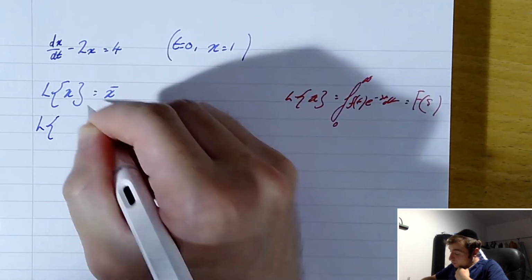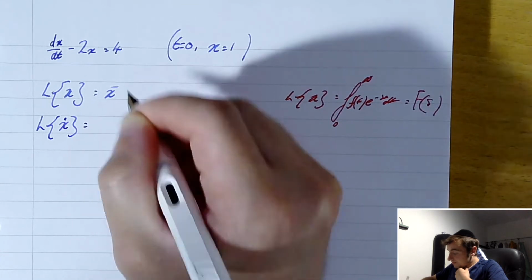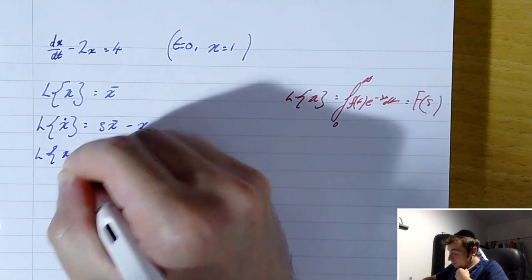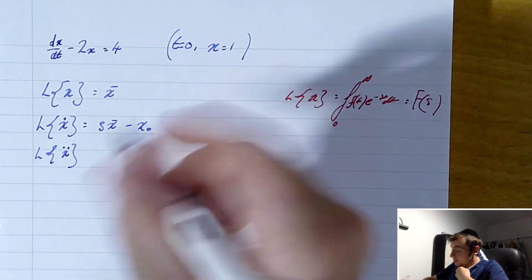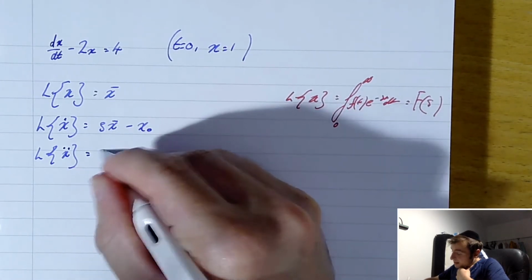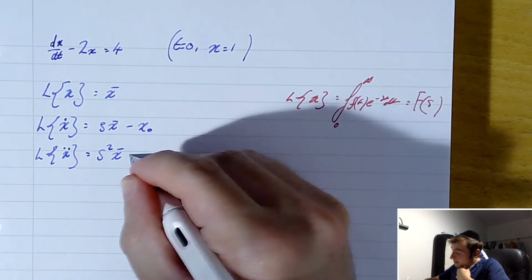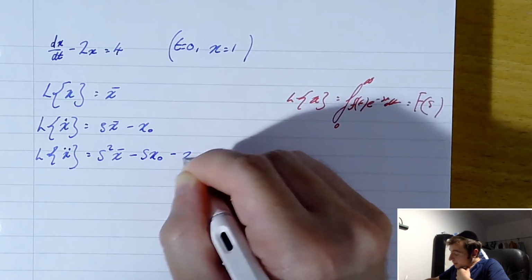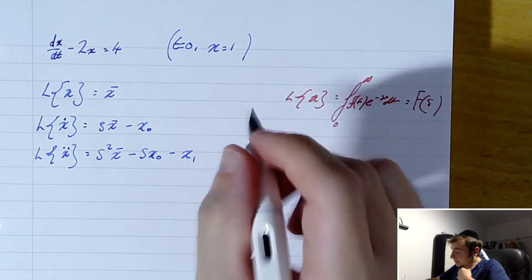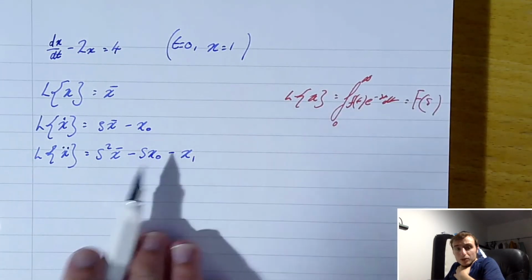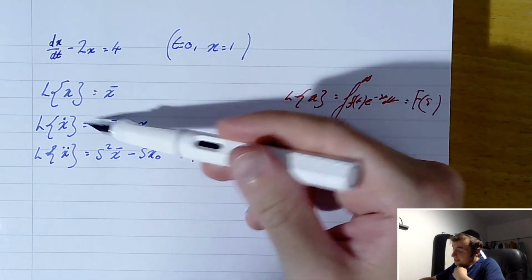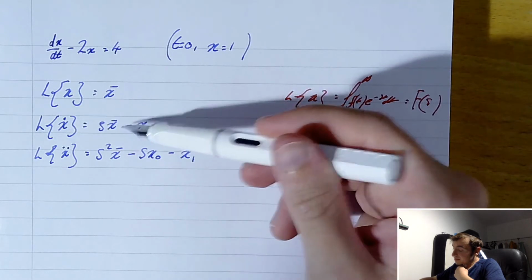The Laplace transform of the first derivative is going to be x bar minus x naught. The Laplace transform of x double dot, that's the second derivative, which is actually not needed for this, but let's do it anyway, is going to be s squared x bar minus s x naught minus x1, I believe. Yeah, I think that's right. And so on and so forth. But this is all we're going to need: the Laplace transform of x and the Laplace transform of the first derivative.